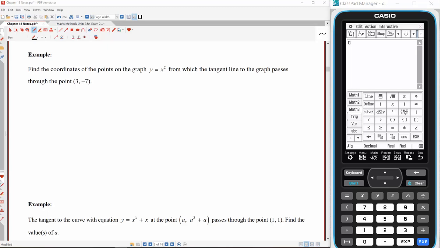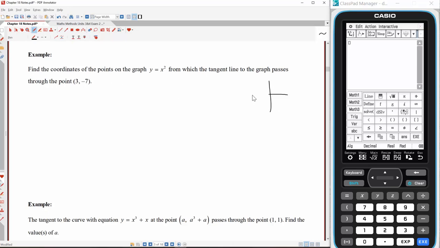We jumped over some questions at the end of the last video, so we'll skip back to those and answer them because they're classic exam type problems. Okay, so the first question: find the coordinates of the points on the graph y equals x squared from which the tangent line to the graph passes through the point (3, -7).